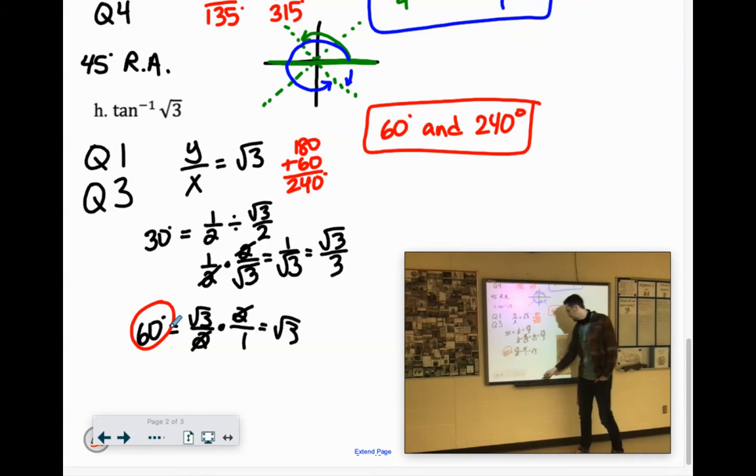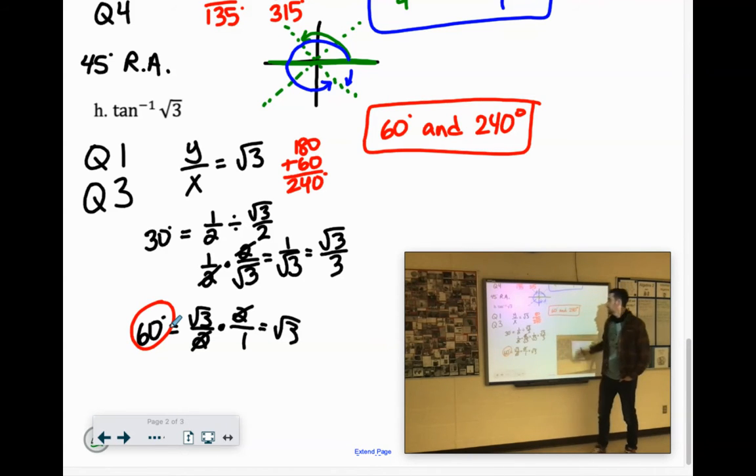Converting that into radians, 60 into 180 goes in there 3 times, so in radians it'll be pi thirds, pi over 3, and 240 is 60 times 4, so this would be 4 pi over 3.